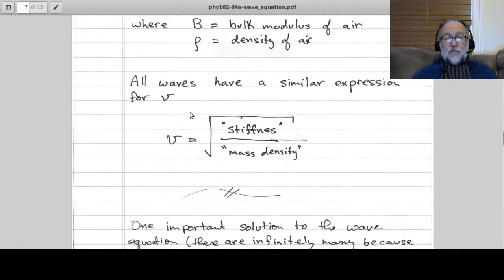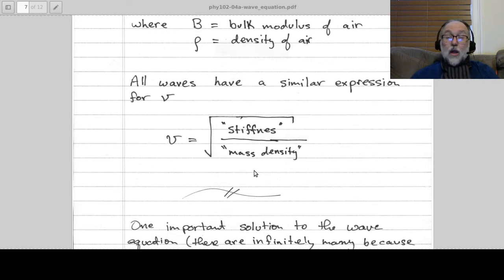In general, whenever you apply that equation to any wave phenomenon, you always get that the velocity is equal to the square root of something that measures the stiffness, how hard it is to deform the material. That'll be the top part, divided by something which measures the mass density.